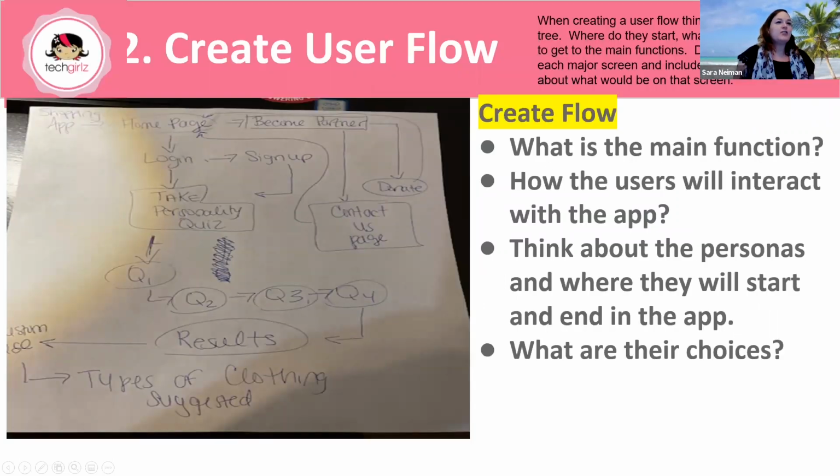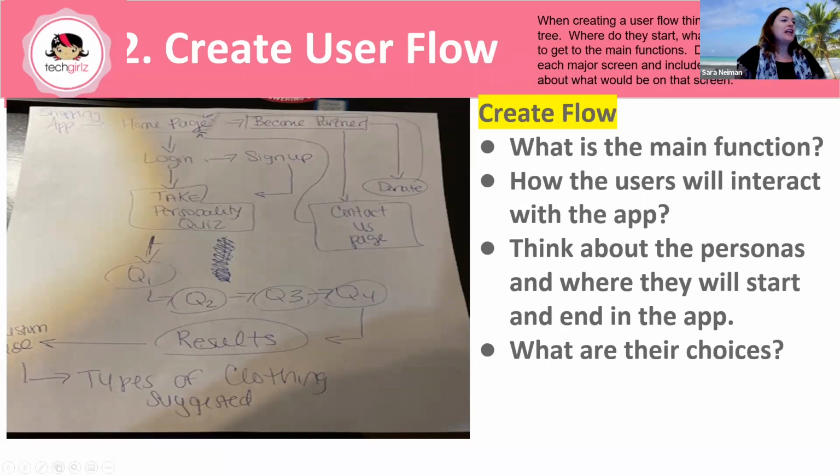All right, so creating user flow is the next part. So user flow, remember, is thinking of more like a decision tree when you are mapping it out. So you want to think about where your user is going to start, what would happen if they click on other buttons or other screens, where they go, and you're going to be drawing little boxes for each major screen and include a few bullet points about what would be on that screen.